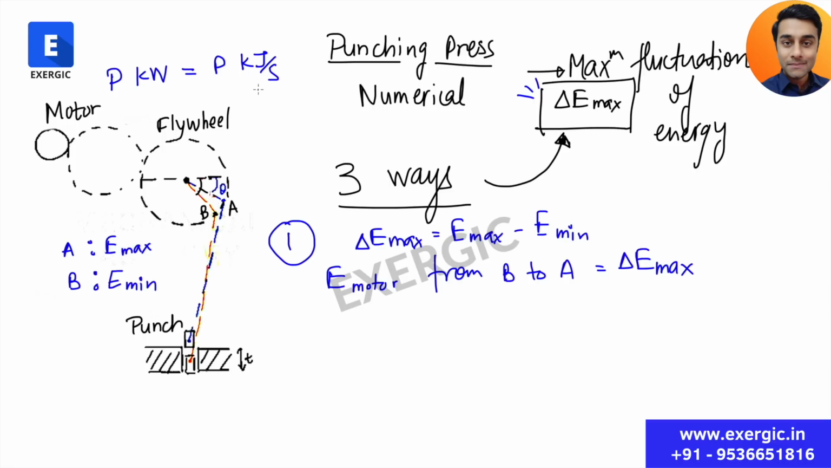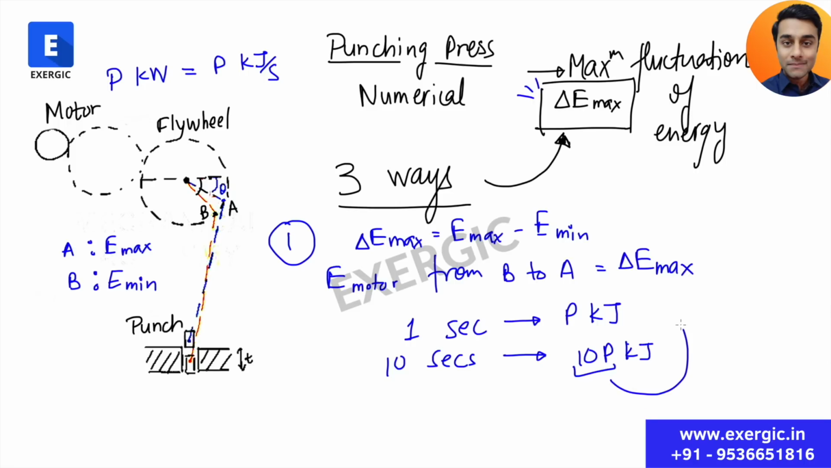So if in 1 second the motor is giving an energy of P kilojoule, and suppose the time taken in moving from B to A was 10 seconds, how much will be the energy given by the motor to the flywheel? 10 P kilojoule. And that energy, as we know, is nothing but the maximum fluctuation of energy. So if the power rating of the motor is known, and the time taken by the flywheel to move from B to A is also known, you simply have to multiply them together and you will get the maximum fluctuation of energy.